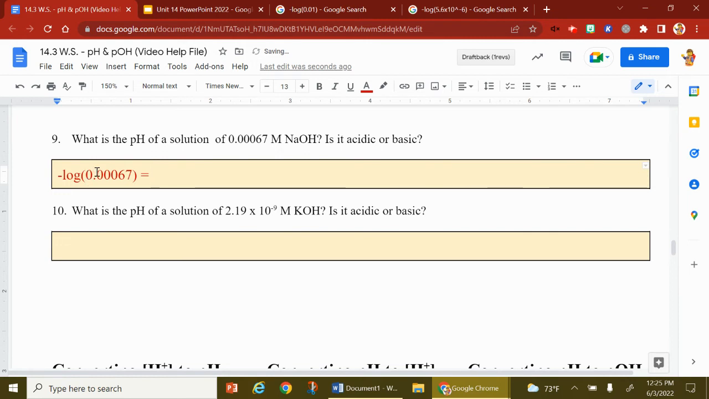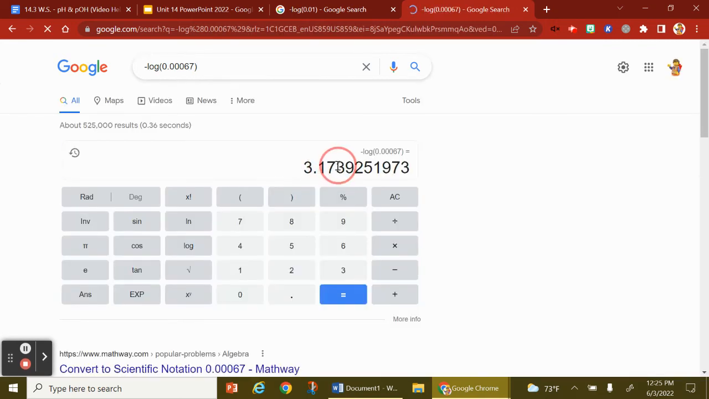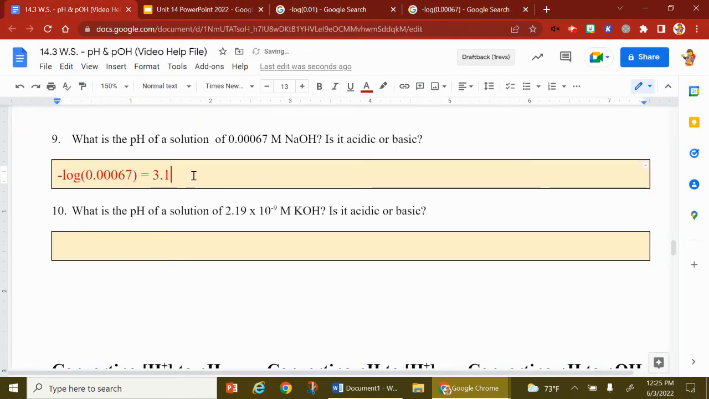All right, remember, log is how many times you have to bounce the decimal to get it to equal 1. Well, you bounce it once, you bounce it twice, you bounce it 3 times, and you're a bit less than 1. Bounce it 4 times, and you're a bit more than 1. So the pH I know is going to be 3 point something. Let me put this into the Googles. Boom. It'll be 3 point something. I can feel it. 3.17. All right. So this is going to be 3.17.